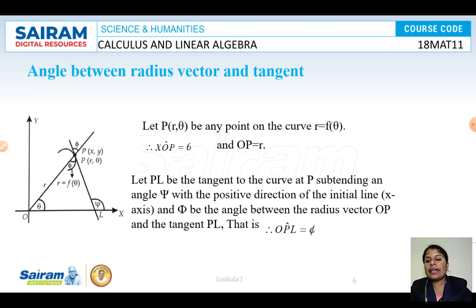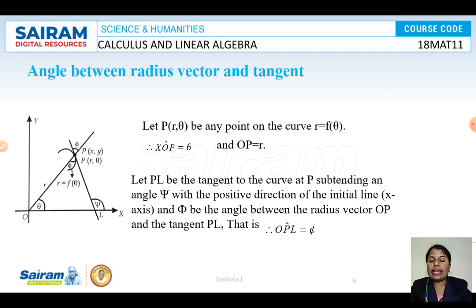So what is a radius vector? It is nothing but this OP, which will be the radius vector. For the tangent, I am going to draw the slope or tangent for the polar curve, which is r is equal to f of theta. So you can draw that. Then the angle made between the radius vector and tangent will be considered as phi. That means in this theorem we are going to get an expression for phi in terms of your other variables, right? So that is what we are going to see in this theorem.